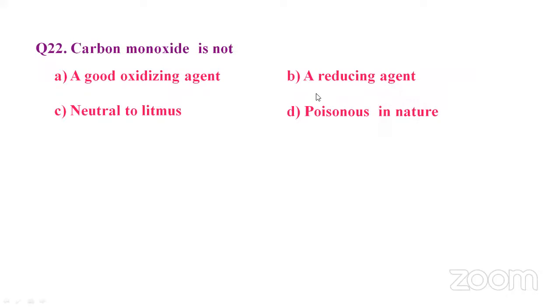Carbon monoxide is not a what? Good oxidizing agent, a reducing agent, neutral to litmus, poisonous in nature. So what is the answer? Yes, it is not a good oxidizing agent. It is used as a reducing agent in metallurgy. It is used as a good reducing agent, not an oxidizing agent. So A is the correct answer.